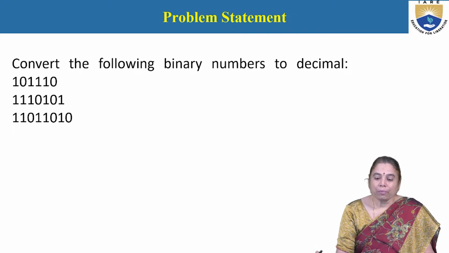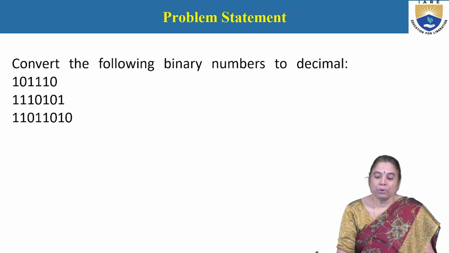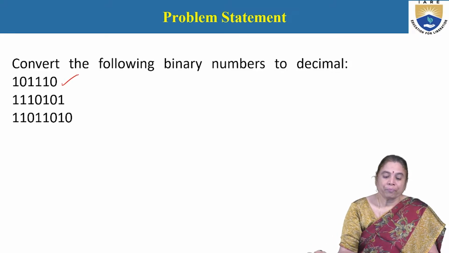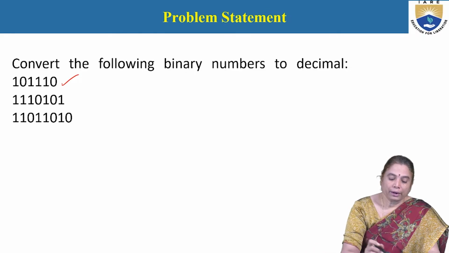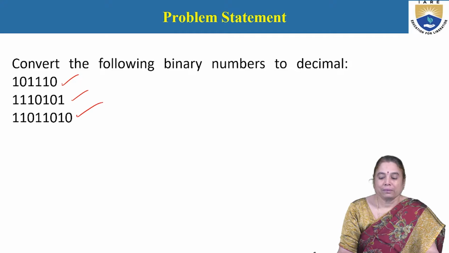What are the various problem statements related to this data representation will be discussed in this video. The first problem statement is: convert the following binary numbers to the decimal number system. The binary number system has a base value of 2 and the decimal number system has a base value of 10. The first number is 101110, the second number is 110101, and the third number is 110.